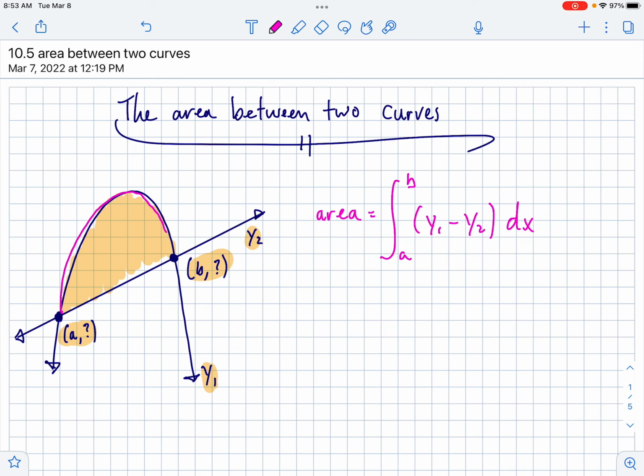Notice that this top function here is y1, so that part has to go first. You're doing top minus bottom. The bottom function is y2, so it's y1 minus y2. It can change depending on what the graphs look like, whether you want to do y2 minus y1 or y1 minus y2: one function subtracted by the other.